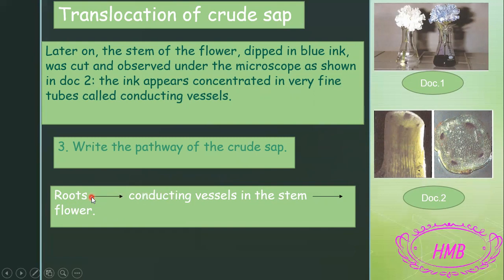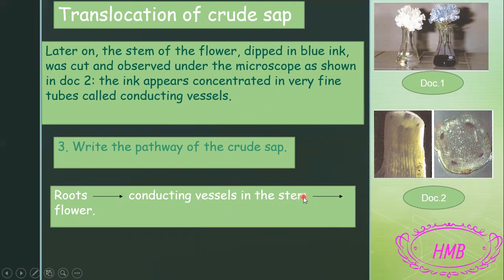So I can write roots. Don't forget the arrow because we are writing a pathway. Once you have the word pathway, meaning between the parts, we should put arrows. So arrow, conducting vessels in the stem, because normally after the roots, going up, I have the stem. And then finally, we have the flower. So here, first we have the roots, then we have the stem, and finally it goes to the flower.